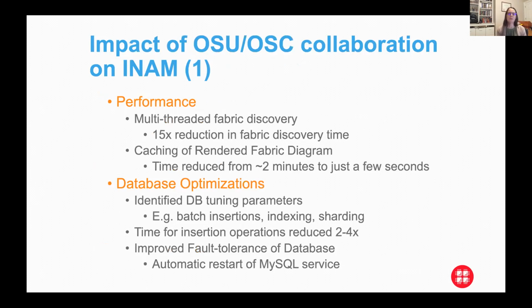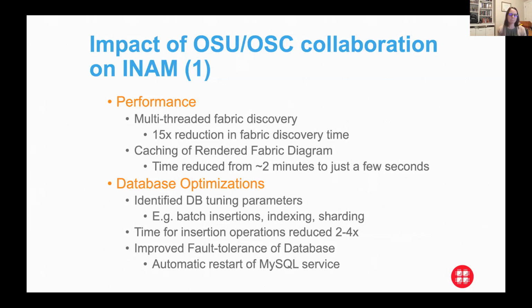One of the things we learned when we moved to OSC was that with the bigger fabric, some of the processes in INAM were slower than they had tested in the lab. So the team at OSU developed a multi-threaded fabric discovery and cached the diagram of the fabric, so it's only updated periodically for changes in the fabric, because they don't happen that often.